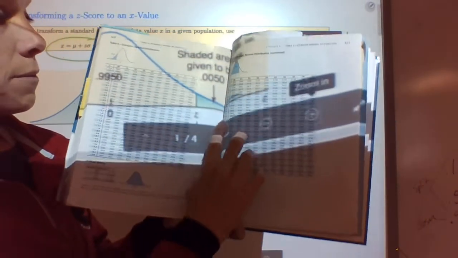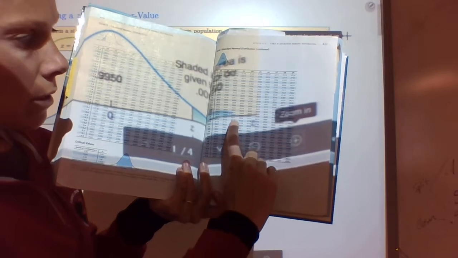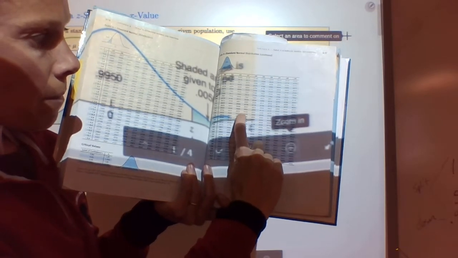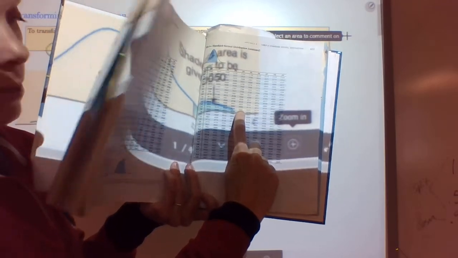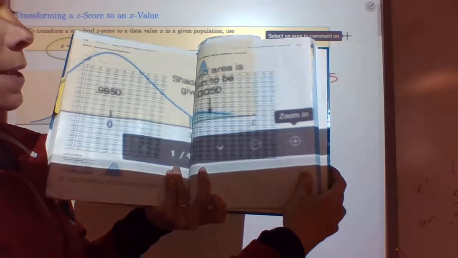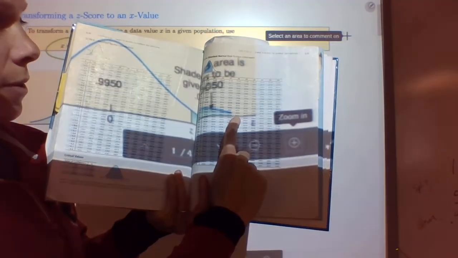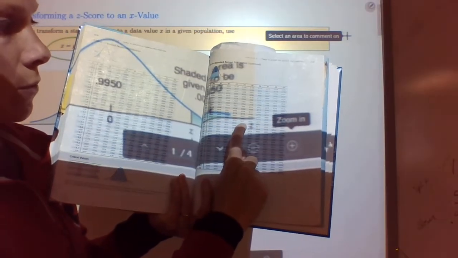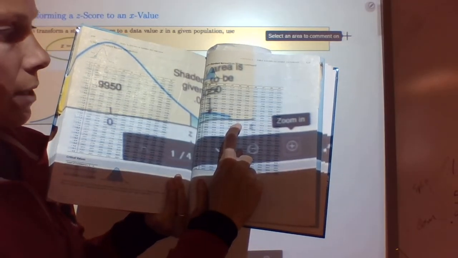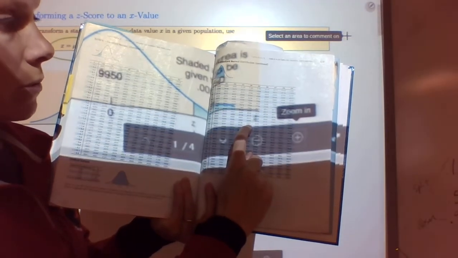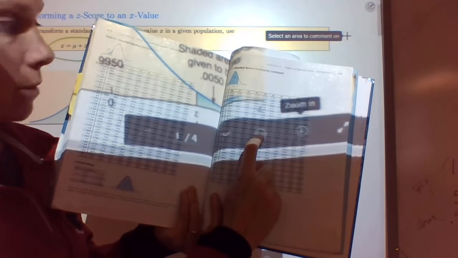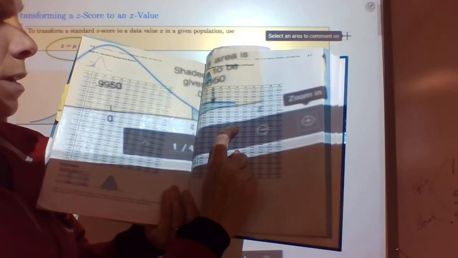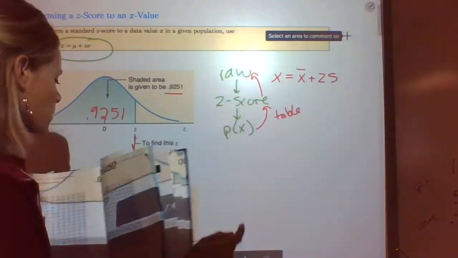Okay, so if I want to know 0.9251, I'm over here. 0.9251 is right there. You see it? The z-score that represents 0.9251 would be 1.44. See that? If I look up the z-score 1.44, that is the probability 0.9251. So my answer for this would be 1.44.